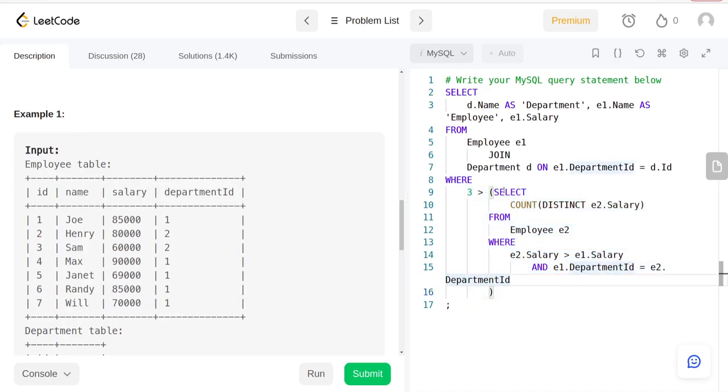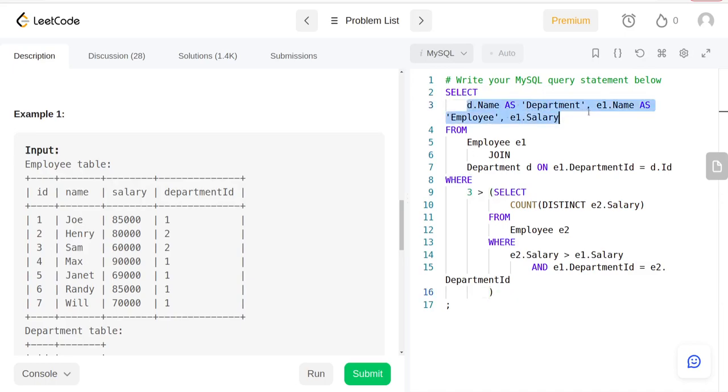This is basically, we are going through the count for every E1 dot salary. We are looking at the salaries of E2. Make sure that we are looking at the same department ID. If that number is greater, we're going to be incrementing that counter. So basically this is going to return how many more people have a salary which is more than the salary which we are considering.